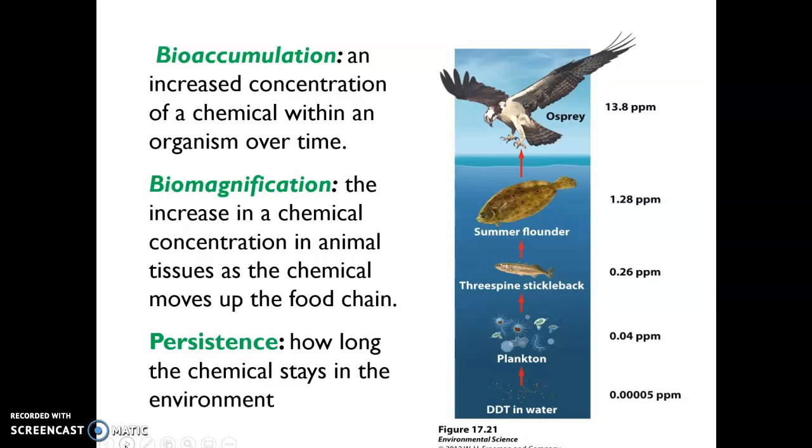The second one was biomagnification, which is when there's an increase in the chemical concentration in animal tissues as the chemical moves up the food chain. And the good example here was DDT, which is both a bioaccumulator and a biomagnifier. And here's how it biomagnifies as it moves up through each of the trophic levels.